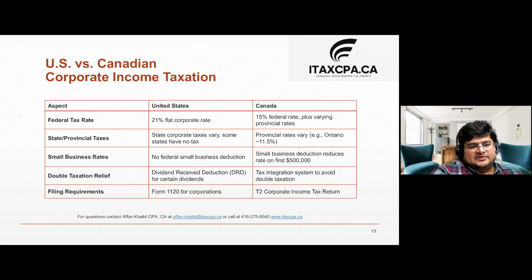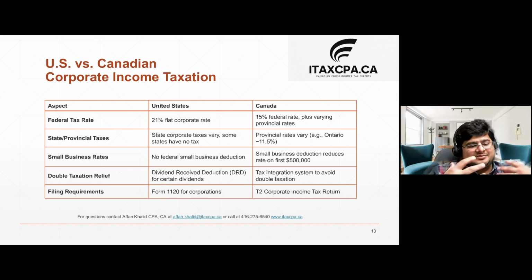And for small business, there's a deduction available, which is why they are subject to only a 12% tax rate. It can be 10%, 11%, but it's half or more than half of the general rate, and that applies to about $500,000. So for any private company, their income up to the first $500,000 is taxed at 11, 12%. And then any income in excess of this $500,000 limit will be taxed at the general rate, which is about 25, 26%.